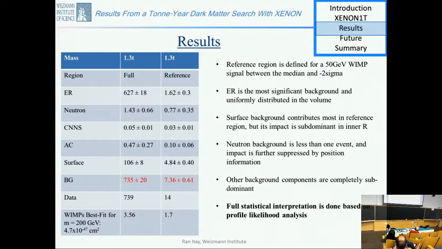So the reference region is defined to be from the 50 GeV WIMP signal median to the minus 2 sigma. We can see that ER is the most dominant for the full region. Of course, for the reference region, it reduces dramatically because we choose exactly the rejection, right? For the reference region, we see that surface materials are the most dominant background.